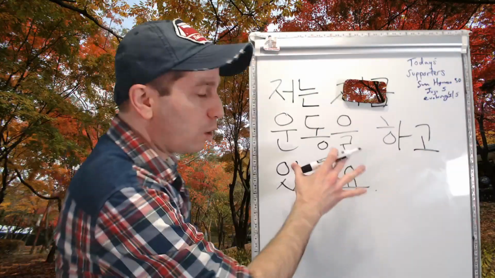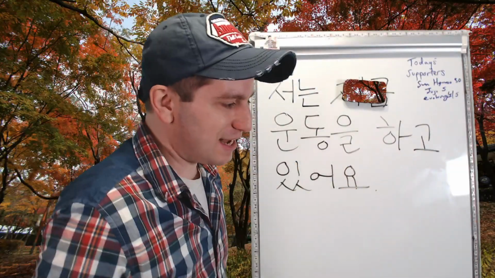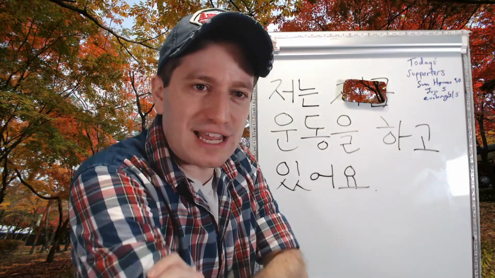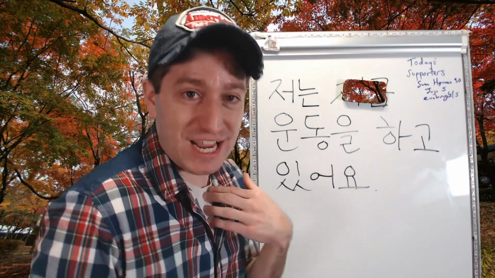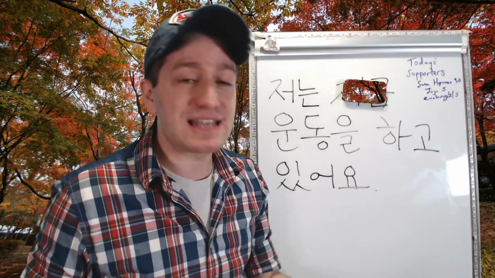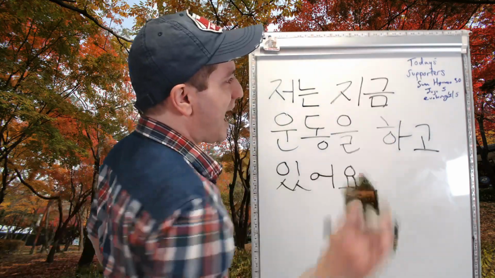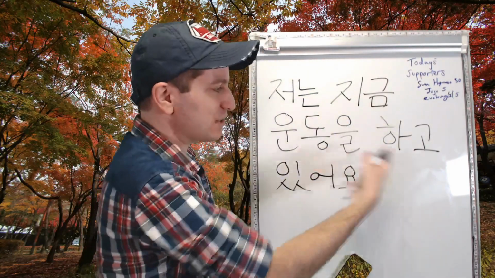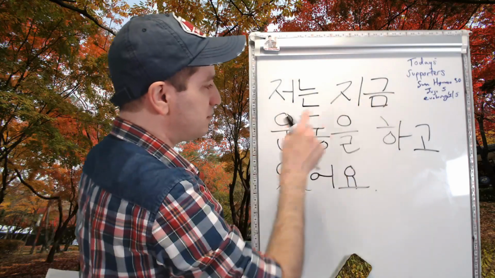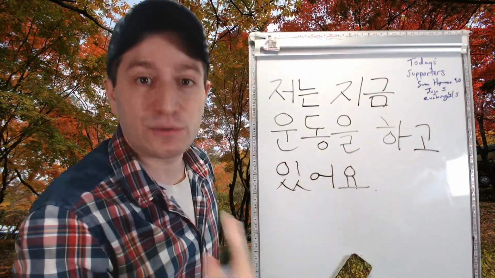I am exercising. Or you can say it in general. Your friend says, oh, you gained some muscles lately. You can say, 운동을 하고 있어요. I am exercising, as in I am exercising continually. But because we added 지금 here, now we've added emphasis. We know it's happening right now. So I am exercising right now. 저는 지금 운동을 하고 있어요. So I am exercising right now.